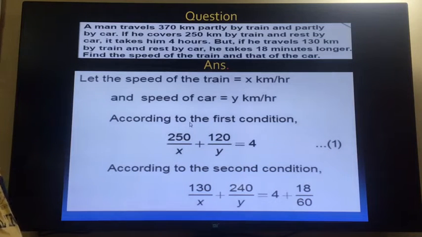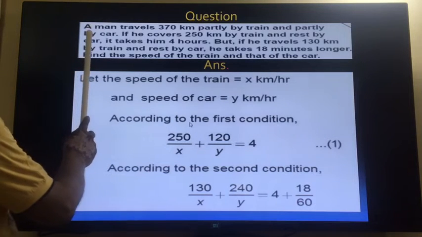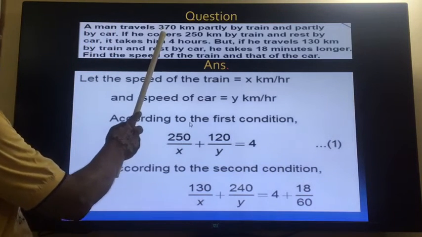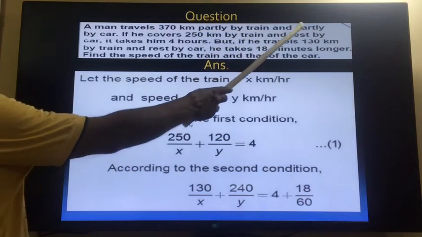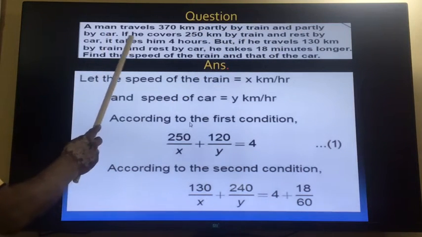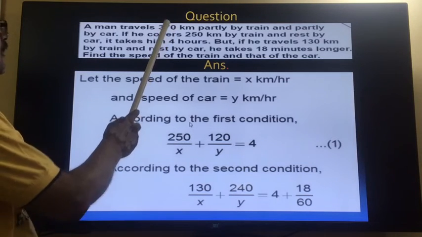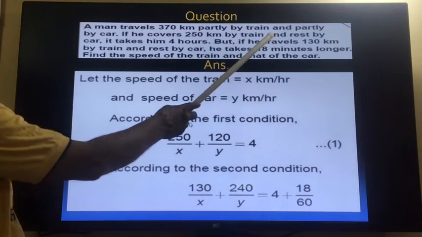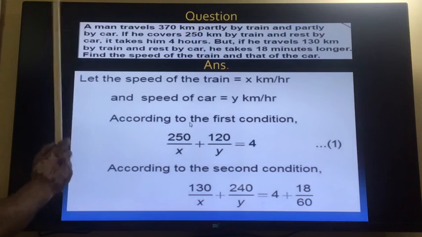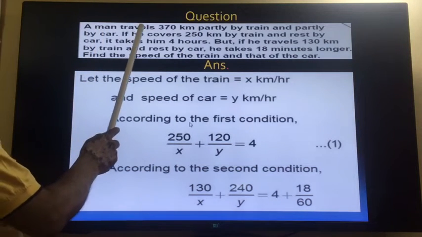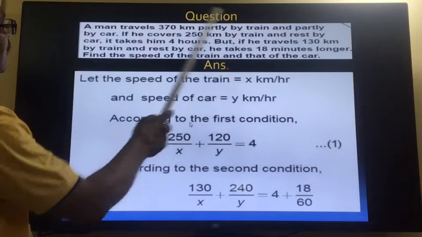But before this, we will check whether it is linear or not. So if it is not, we will make it linear and after that we will apply the method of linear equation. So first question is, a man travels 370 km partly by train and partly by car. So some distance, one distance is 370 km, person is covering some distance by train and other remaining distance by car. So in this case, how much distance is covered by train and how much by car, this we don't know.